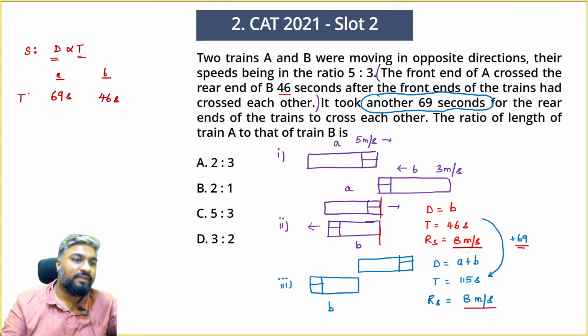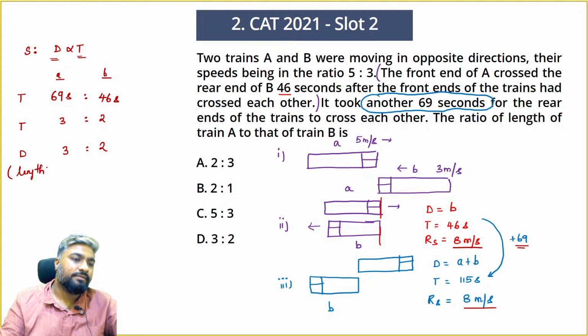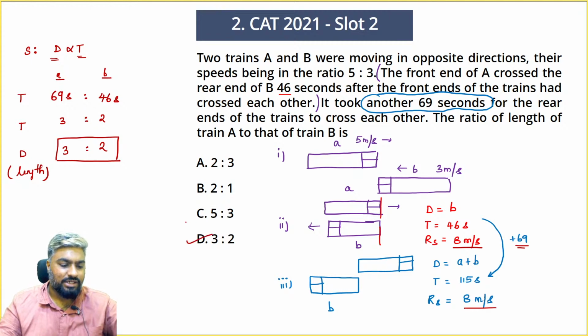Now the ratio of the time, 69 is to 46, which is 3:2. If the ratio of the time is 3:2, then the ratio of the distance will also be 3:2. Distance in our case is the length of the trains, correct? This is our answer. Very direct, no need to do any extra thinking. Quickly say yes if you understood, guys. 3:2. Option D, 3:2. People who said 3:2, beautiful. I'll repeat this entire thing.